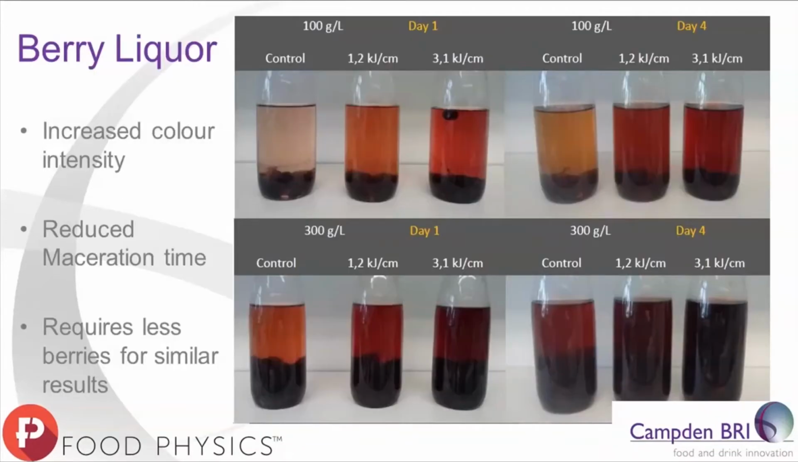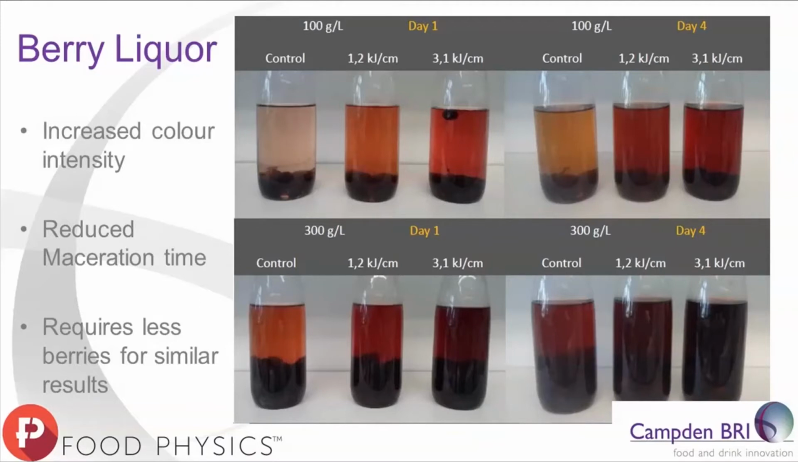Here again shows some more examples of extraction. Here's a berry liqueur where you can see the application of pulse electric fields, if you just look at day one, the left-hand side images. The top one is for 100 grams of berries per litre compared to the bottom one, which is 300 grams per litre. You can start to see straight away that the pulse electric field can dramatically extract a lot more content and really increase that colour intensity quite dramatically.